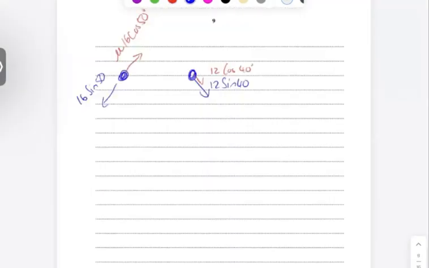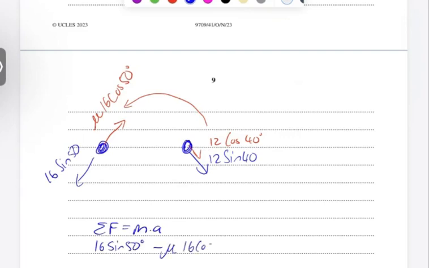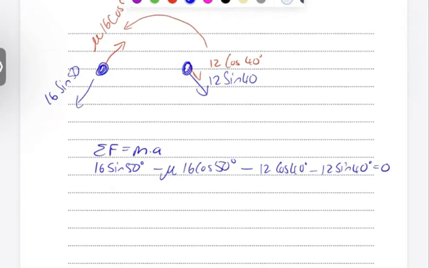Alright, so now if I'm writing Newton's law, this thing is going up and down. I have got 16 sine 50 going in the positive direction, minus mu times 16 cos 50, minus my 12 cos 40, minus my 12 sine 40. And all that is equal to 0. So this just eliminates T. If I look at the system, I write the whole thing up and I just take out my T's.